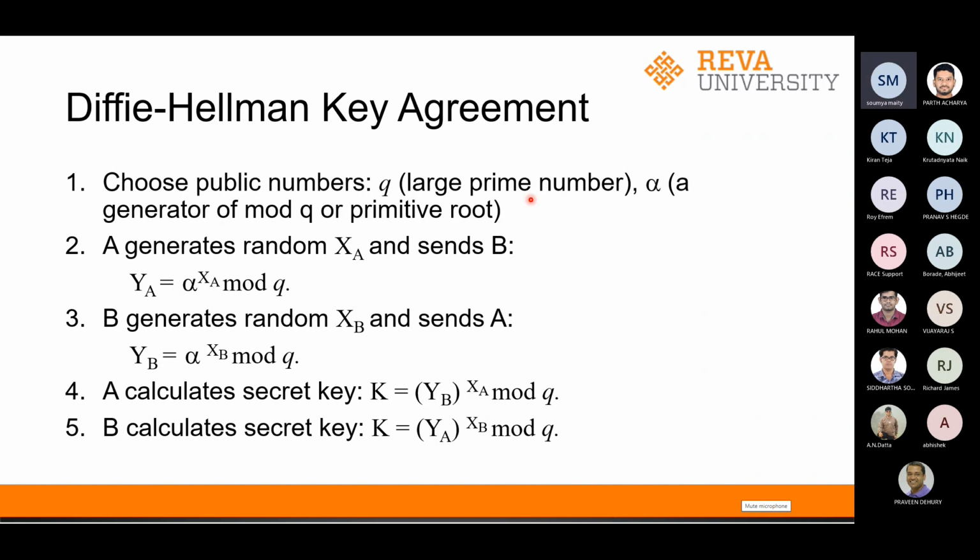Why is q a prime number? To satisfy the equation, otherwise they will not get the same key, no? No, they will get the same key, but still we need a prime number. Why?